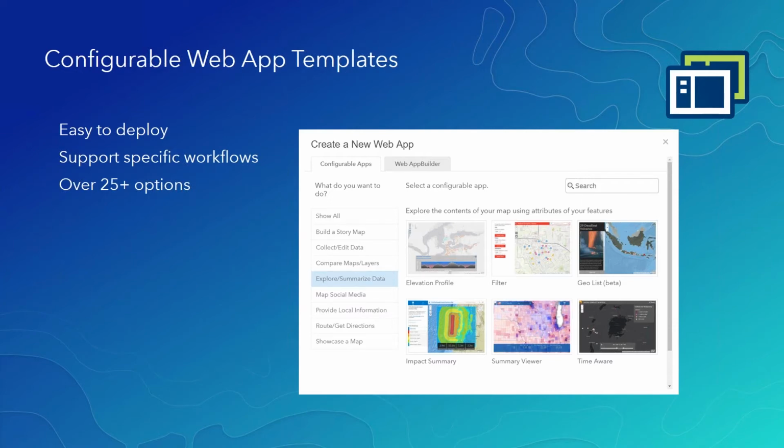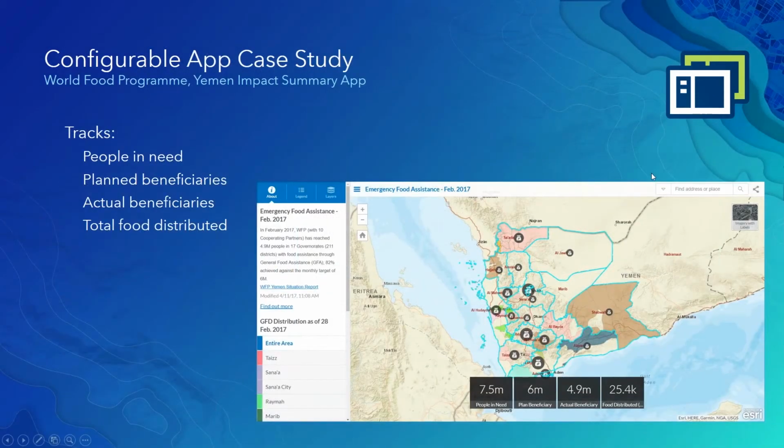A good example of this is this impact summary dashboard that was created by the World Food Program in Yemen. It's a great application. It combines textual information you can see in the panel to the left. It sits on top of their live databases, so they just wire that in, expose the data as services and layers, and bring it directly into these applications. It allows you to summarize the data by country as well as province, and displays these nice dashboard updates down in the bottom that address people in need, the planned beneficiaries, the actual beneficiaries, and the total food distributed.